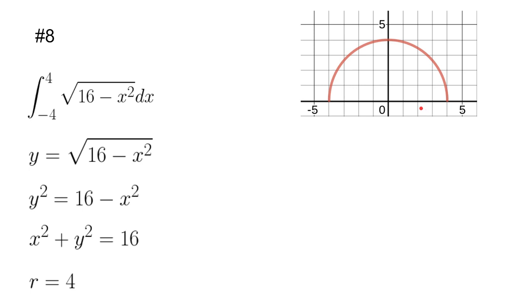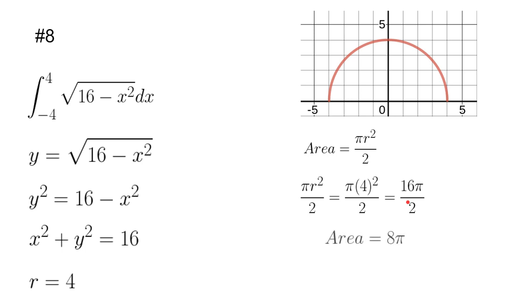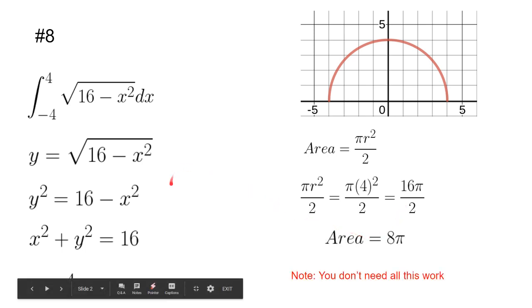Now to find the area of this section, it's just a simple geometric formula for a semicircle, or pi r squared over 2. Since we know that our radius is 4, we can plug that right in, and we get 16 pi over 2, or 8 pi for our final area. And just a side note, you don't need all this work to be able to solve this integral. I just put it here for a visual demonstration.